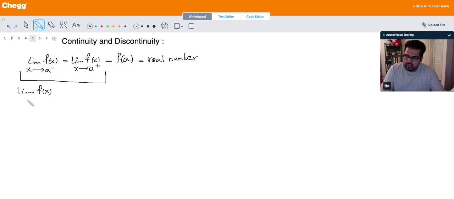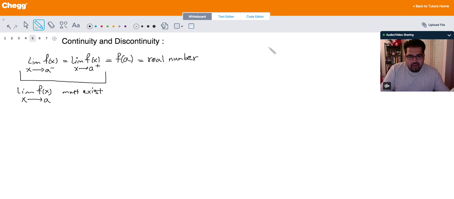has to have a limit, basically. So the limit of f of x as x goes to a must exist. That's actually the main condition to be continuous. If the limit does not exist, you can say, okay, this function is discontinuous at that point.